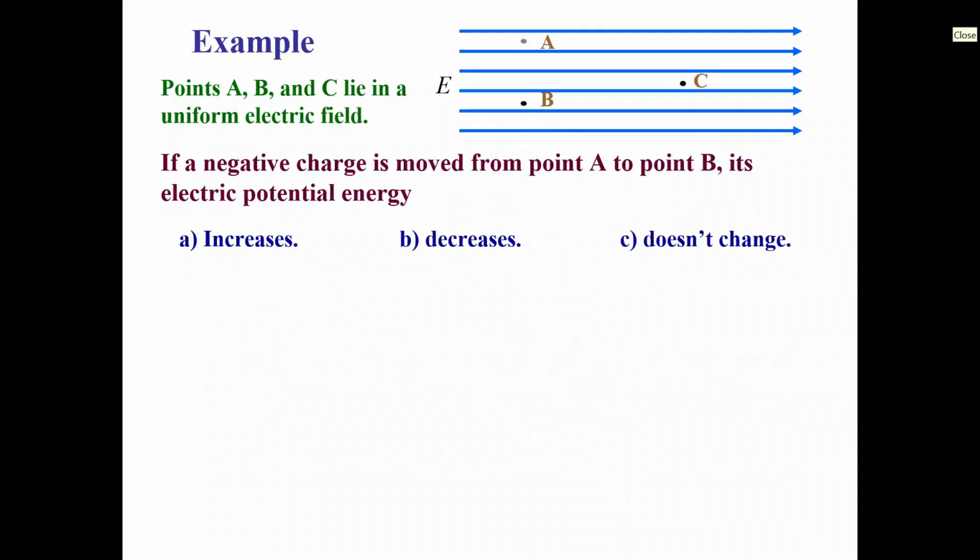All right, here's another one. If a negative charge is moved from point A to point B, its electric potential energy increases. Pause, think about it, and then hit play.